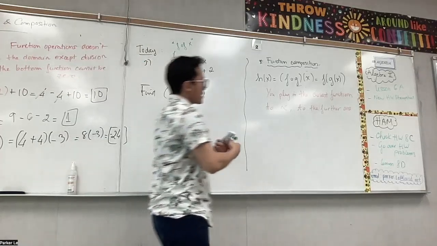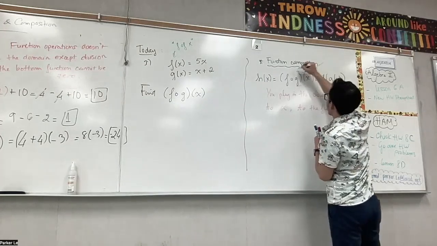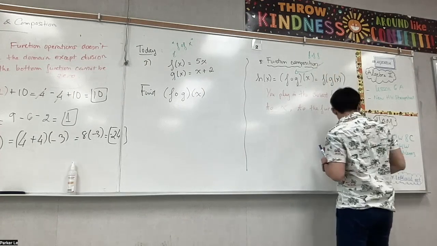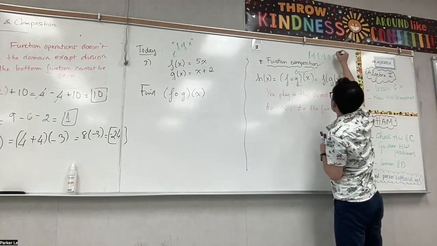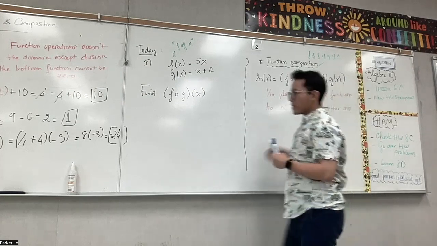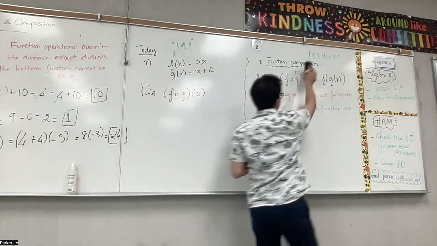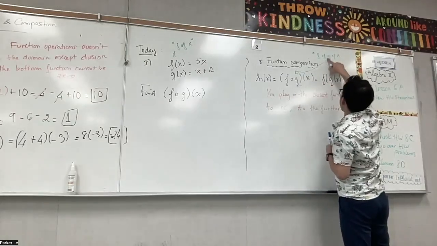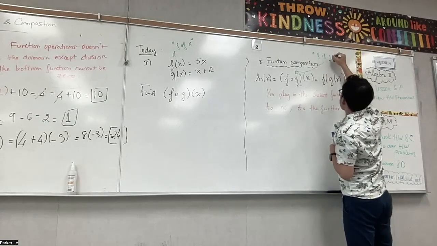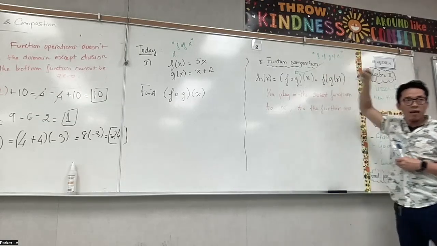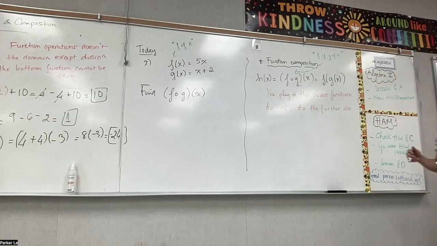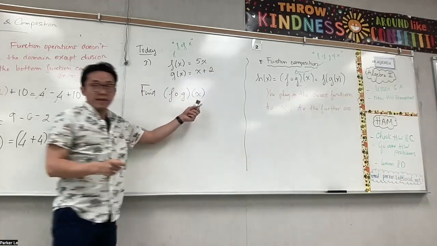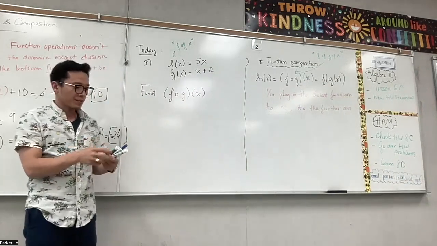By the way, this is going to be read like this: f of g of x, f of g of x. Can you read it? F of g of x. That's how you read this one. Okay, if I want to find f of g of x like this, here what we're gonna do?